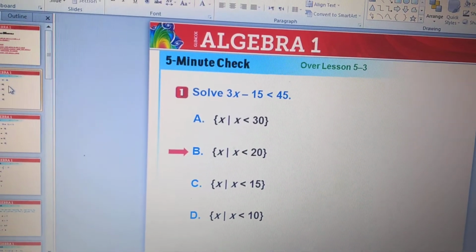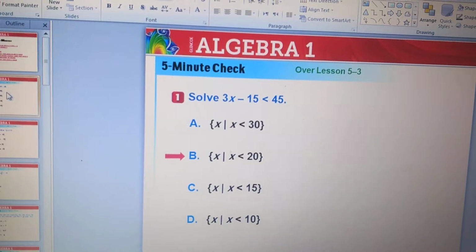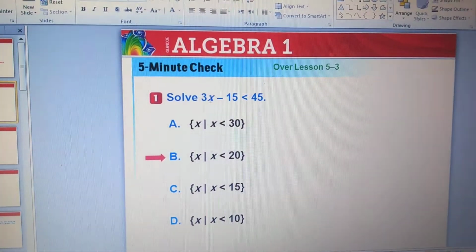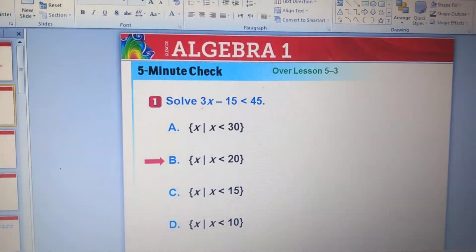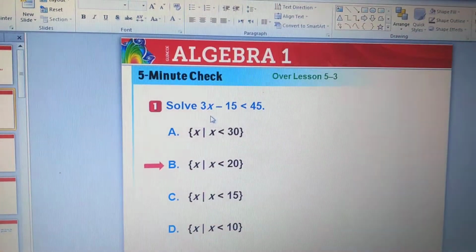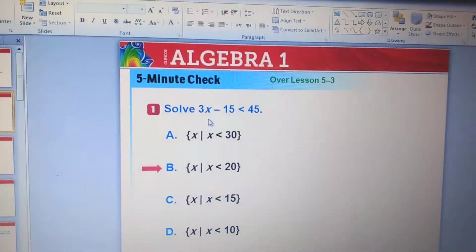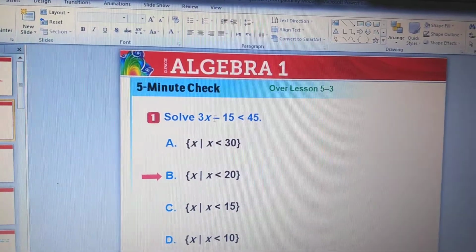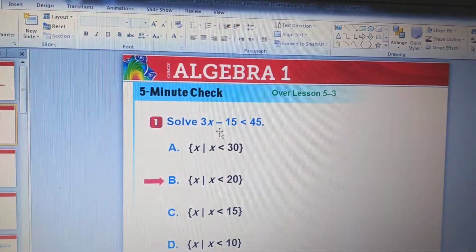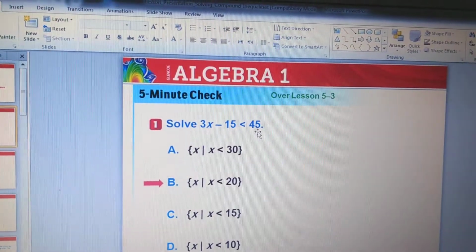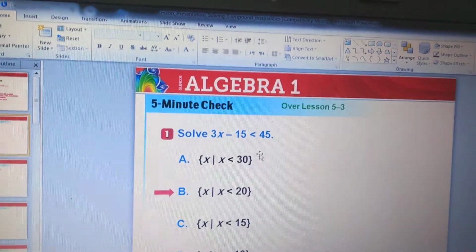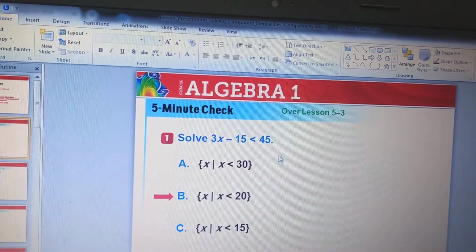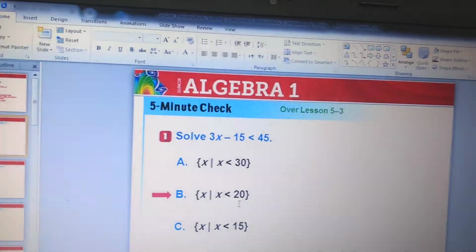Solve 3x minus 15 less than 45. Of course, here with the variable x, I have subtraction and multiplication. As I told you before, always try to get rid of the easy operation. Here I will get rid of negative 15 by making plus 15 plus 15. You will get 3x equals 60. Then you will divide by 3, and you will get x less than 20.